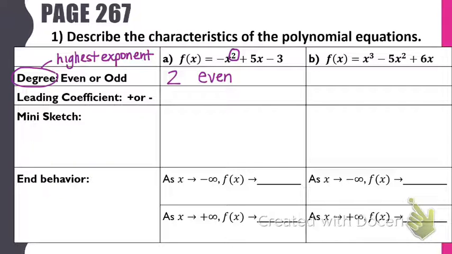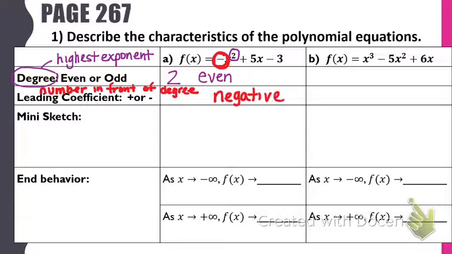The leading coefficient, that is the number in front of the highest degree. So in this example, it would be a -1. See how that little minus sign right there? That tells me that my leading coefficient is negative.